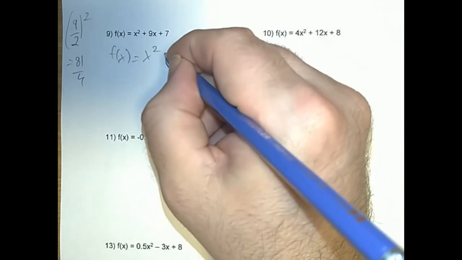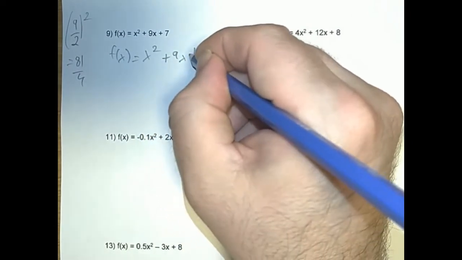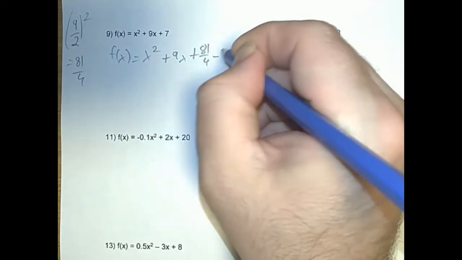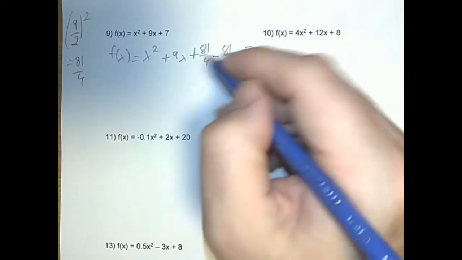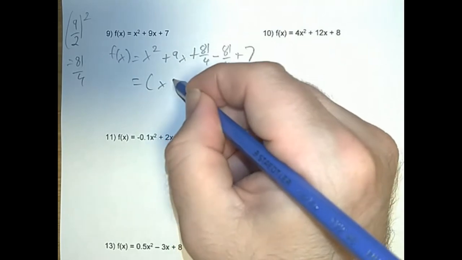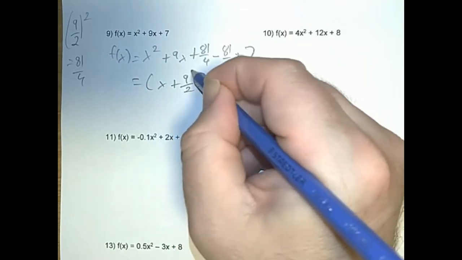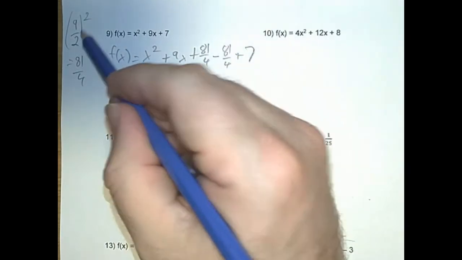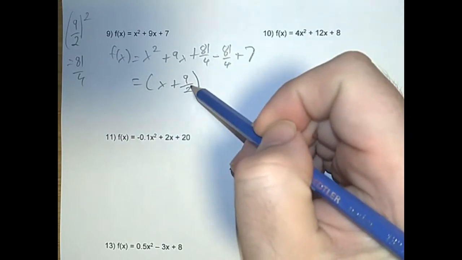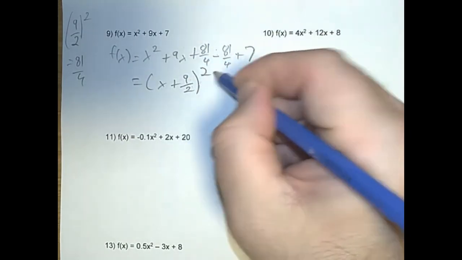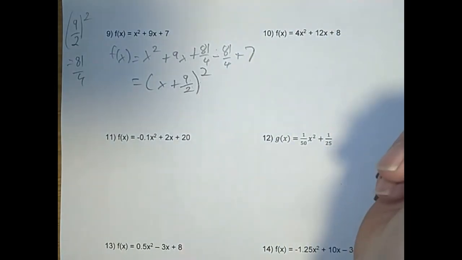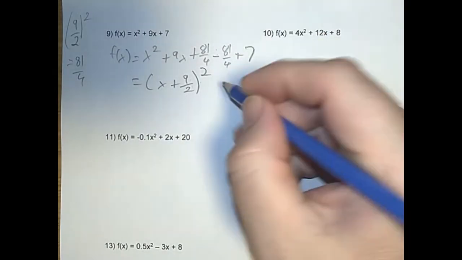X squared plus 9x plus 81 over 4 minus 81 over 4 plus 7. That's a perfect square. It's x plus 9 over 2. It's like that number there, or the square root of that: the square root of 81 is 9, the square root of 4 is 2, or half of that. Now comes the tricky part. Do I do my fancy math or do I do the calculator? I'll do my fancy math.